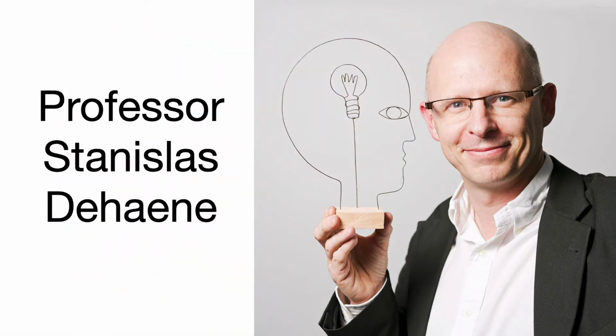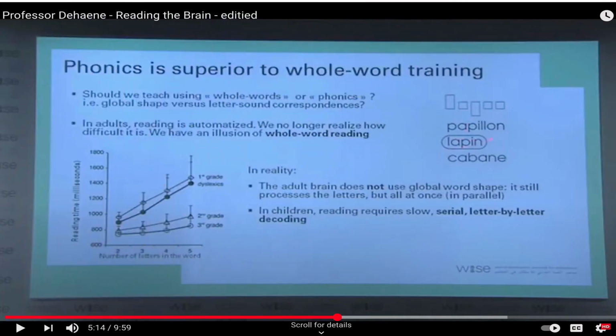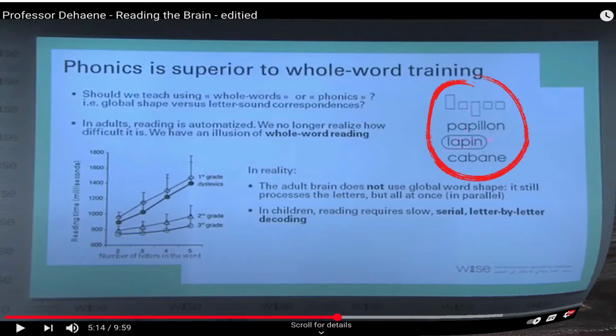Now, I want to say one more thing that's interesting that Professor Dehaene teaches in his seminar. He teaches this. I think it's very interesting. Phonics is superior to whole word training. And look at this. He says people do not learn, children or adults do not learn by looking at a whole word. Let me go through some of the things that he actually says.